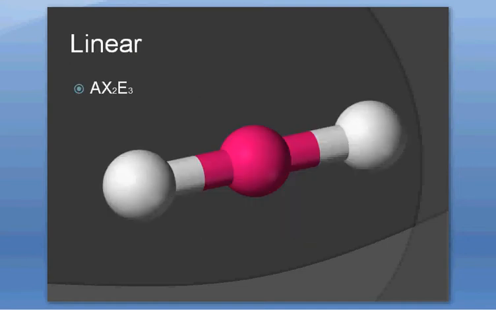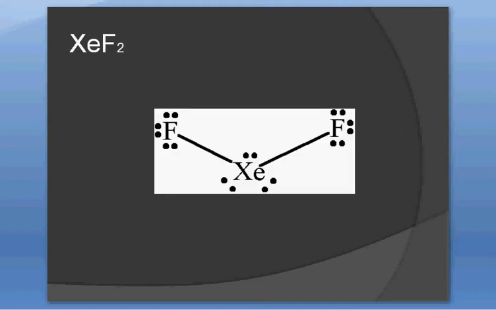The last shape in this group is linear, AX2E3. This is different from the other linear, since the other one was just AX2. It didn't have any lone pairs, while this one has three. An example is xenon difluoride. It has two bonding pairs and three lone pairs. Looking at the dot structure, you can see that the shape is slightly different. The angles are slightly different than the other linear.